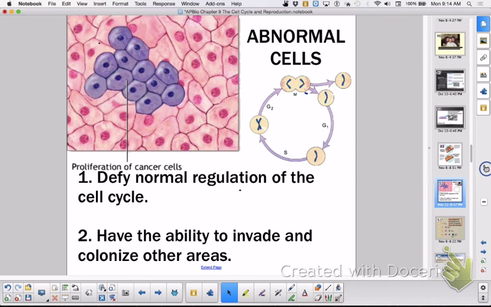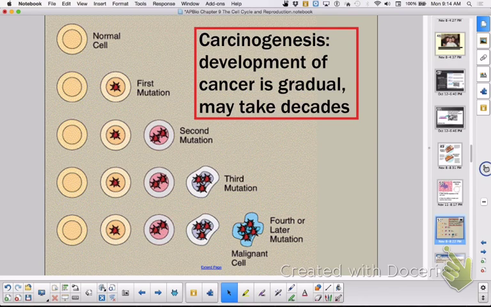So when we talk about carcinogenesis, the development of cancer, it's usually gradual. It's usually a multi-step process.